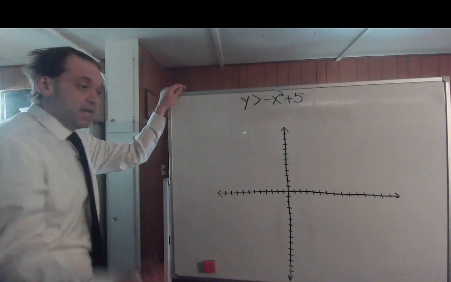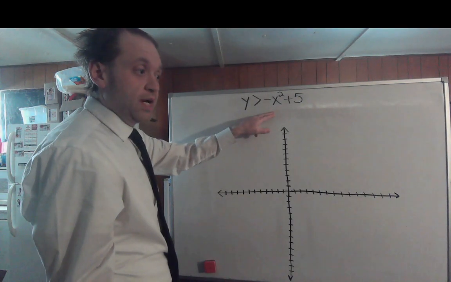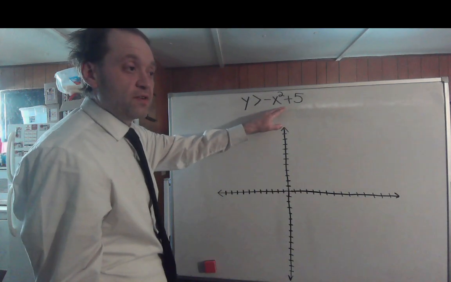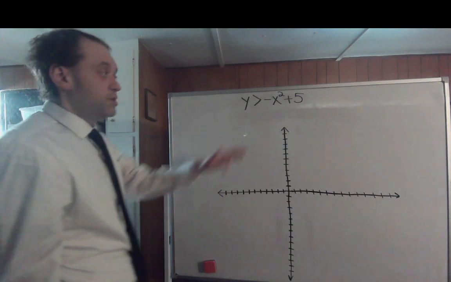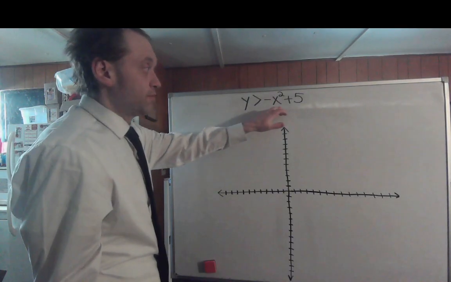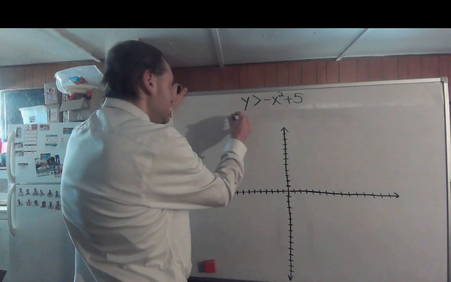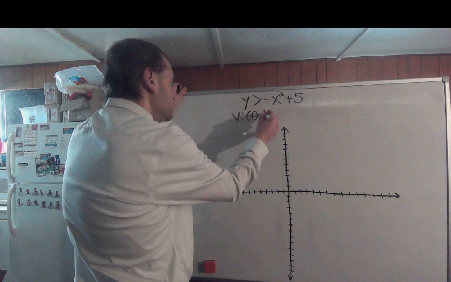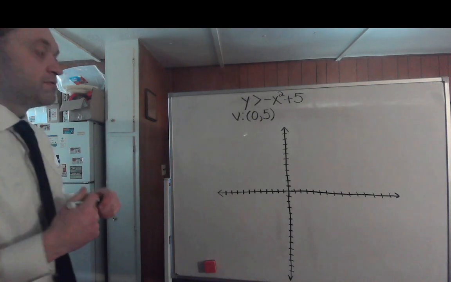Well, the x-coordinate of your vertex is always what? Negative of b over 2a. Well, we don't have a b term because we don't have an x to the first term. So that goes to 0. But if you put in 0 for the value of x, you end up getting a y value of 5. So that means the vertex is at 0, 5. So that's always good to know. The vertex is at 0, 5.